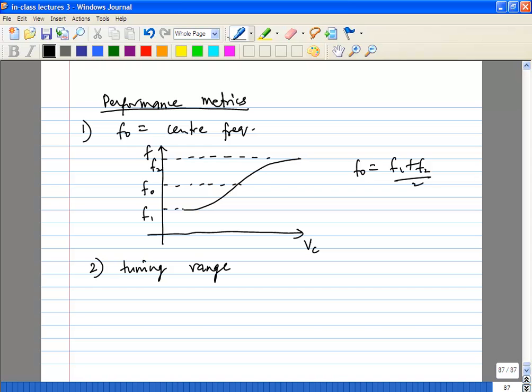What is your tuning range? It's F2 minus F1, that is the overall frequency change at the output over the center frequency in percentage.